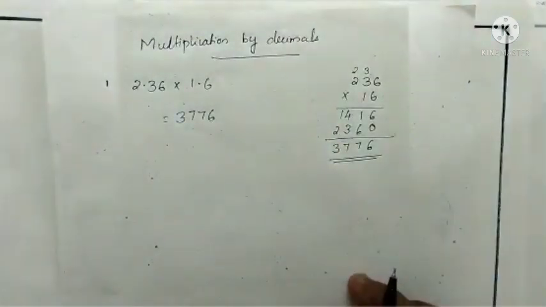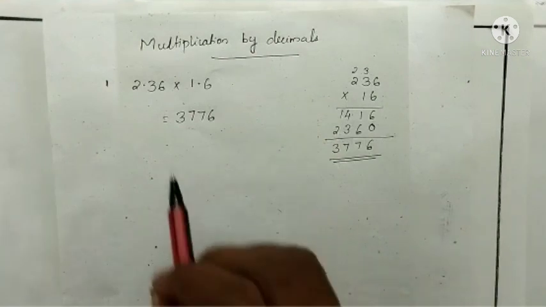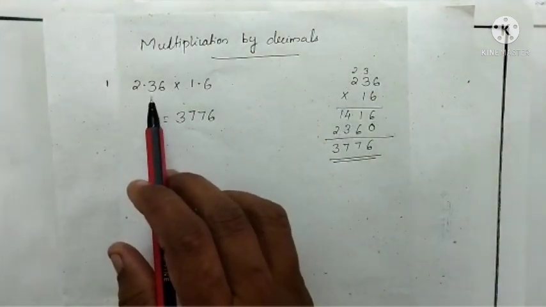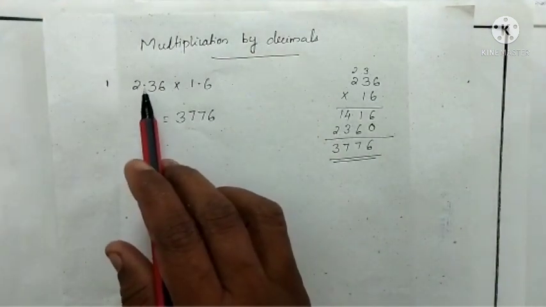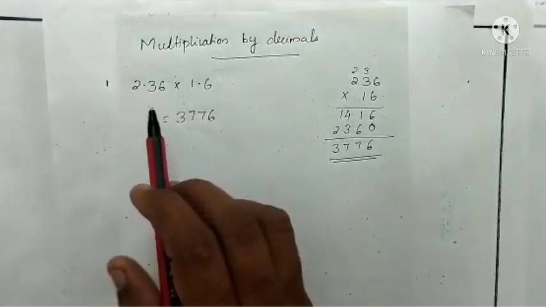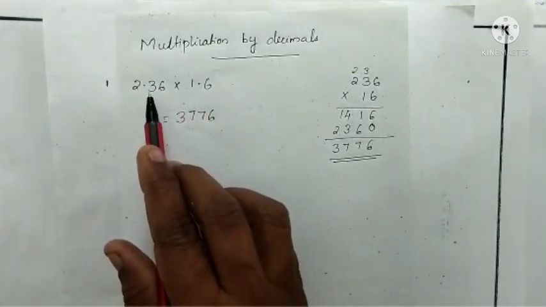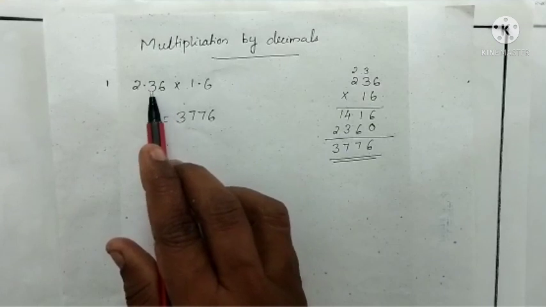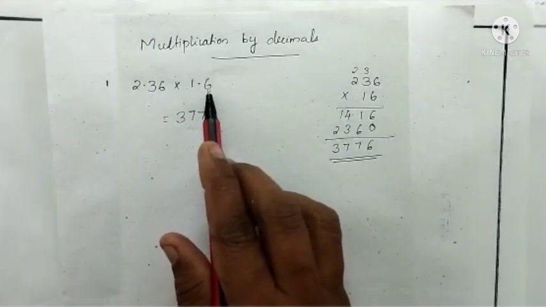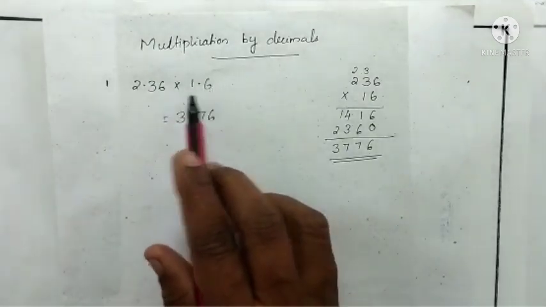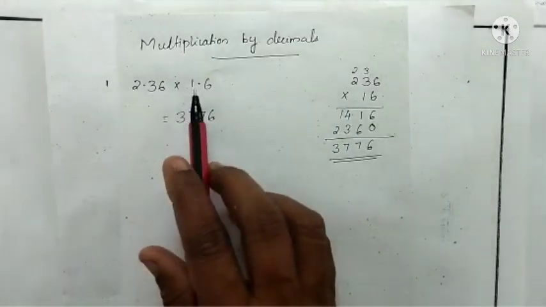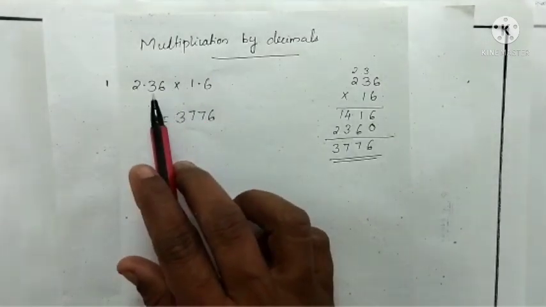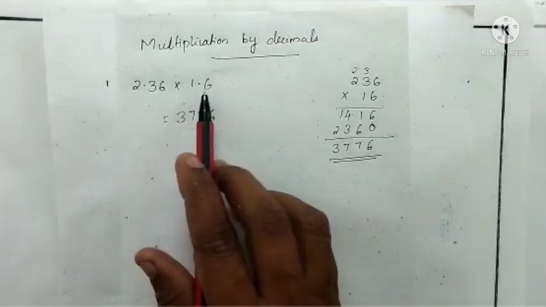After that, where do we have to put the decimal point? First we need to count the decimal places. After the decimal point, how many numbers are there? Here in the first number, 1, 2. 2 numbers are there. In the second number, 1 number is there. So, in total we count 3 numbers. Here 2 numbers and here 1 number.